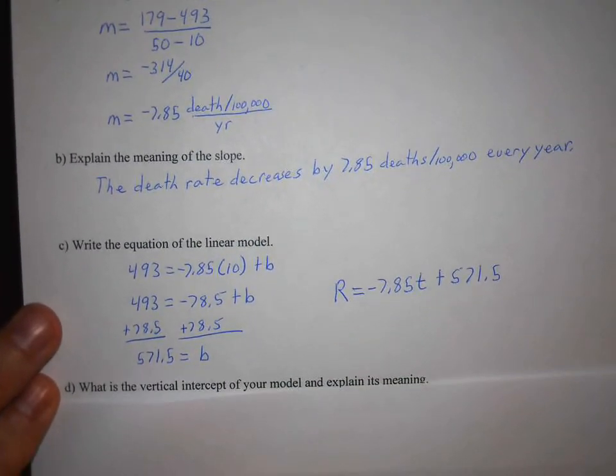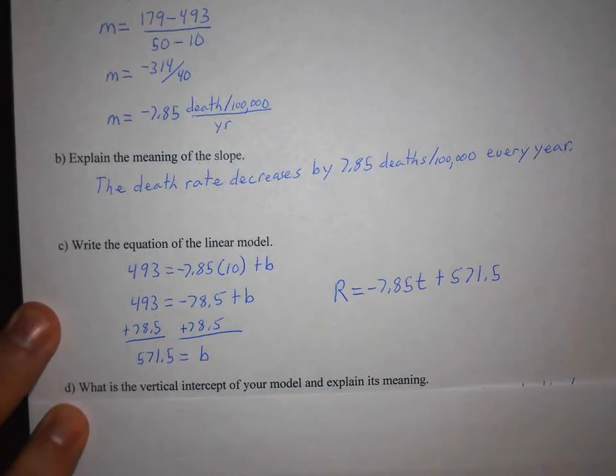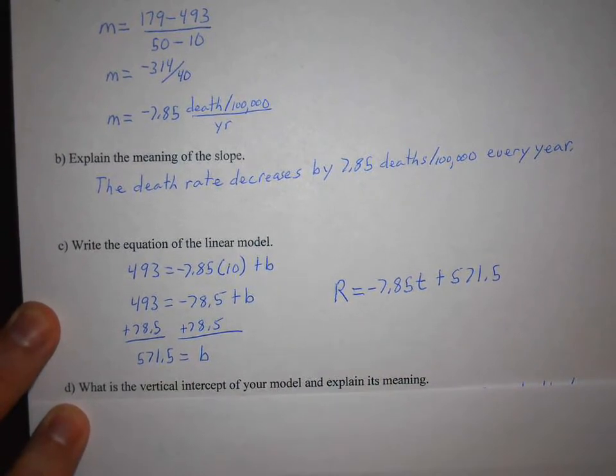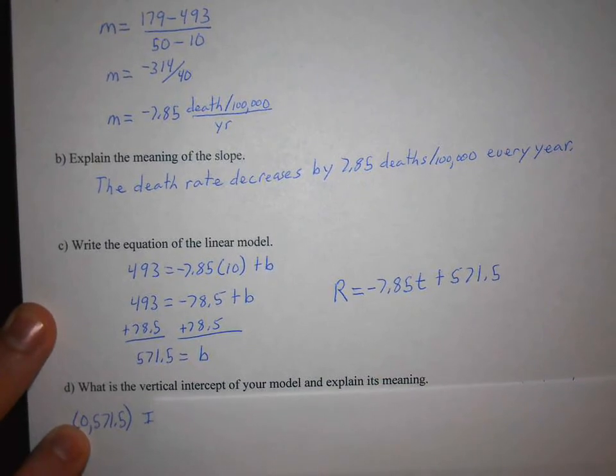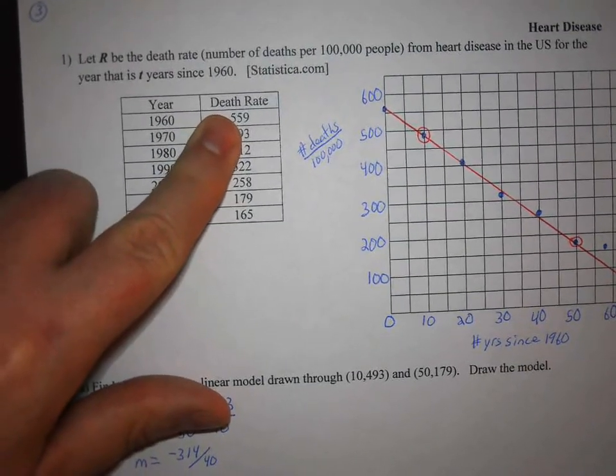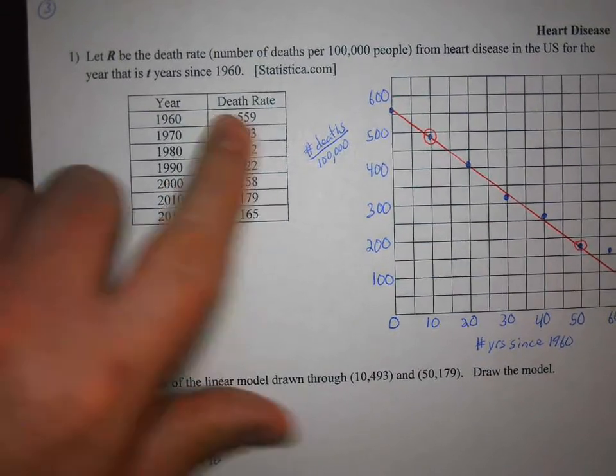Now I want to make a point there that that vertical intercept, and this is part D, so I guess I'll explain what I mean here. The vertical intercept and explain its meaning. Well, our vertical intercept is at 571.5. So 0 is your x value, or t value. And then what does that mean? Well, that 571.5 is a little bit different than what it told us in the table of 559.